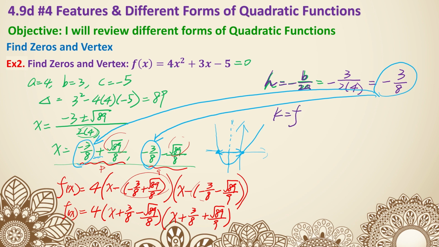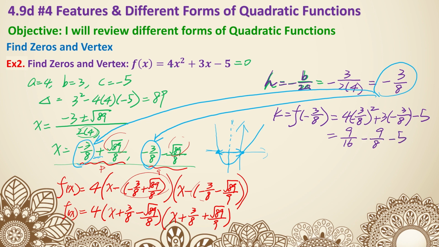So k is going to be f of negative 3/8, which is going to be 4 times negative 3/8 squared plus 3 times negative 3/8, then minus 5 on the end. That's going to give us 4 times 9 over 64, so it's 9 over 16, then minus 9 over 8, minus 5. So it's negative 9 over 16 minus 5, which is going to be negative 89 over 16.